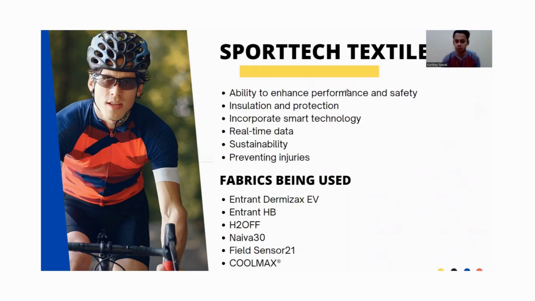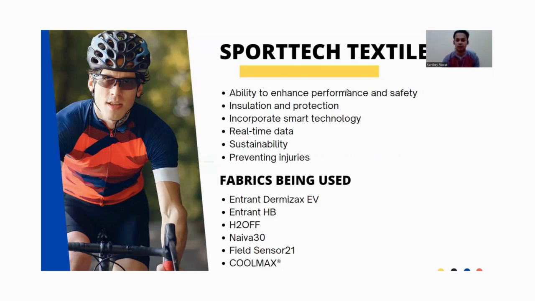One of the key features of sport tech textile is their ability to enhance performance and safety. For instance, many sport tech textiles are designed to regulate body temperature, which helps athletes to cool down quickly and avoid intense physical injuries. They also provide insulation and protection against environmental factors like wind, rain, and cold temperature, making it possible to train and compete in a wide variety of temperatures, right?